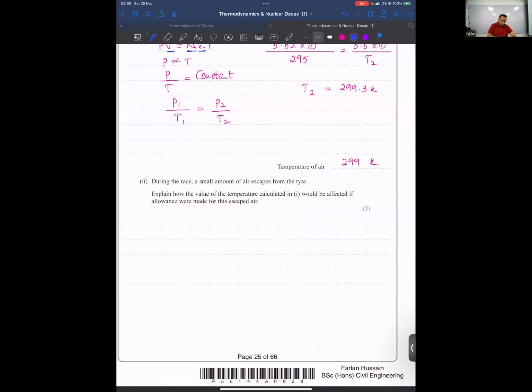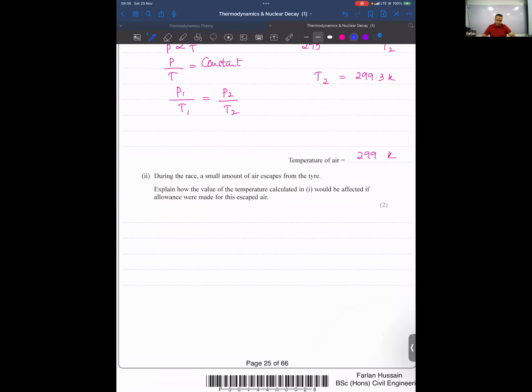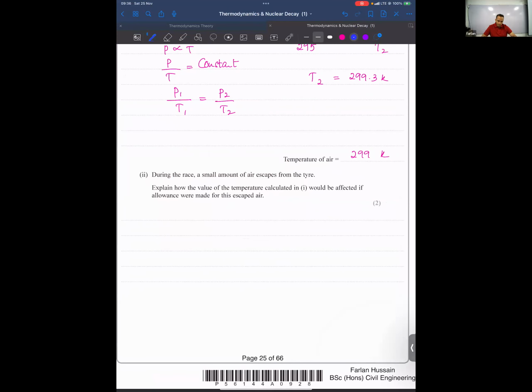During the race, a small amount of air escapes from the tire. Explain how the value of the temperature calculated in one would be affected if allowance were made for this escape.